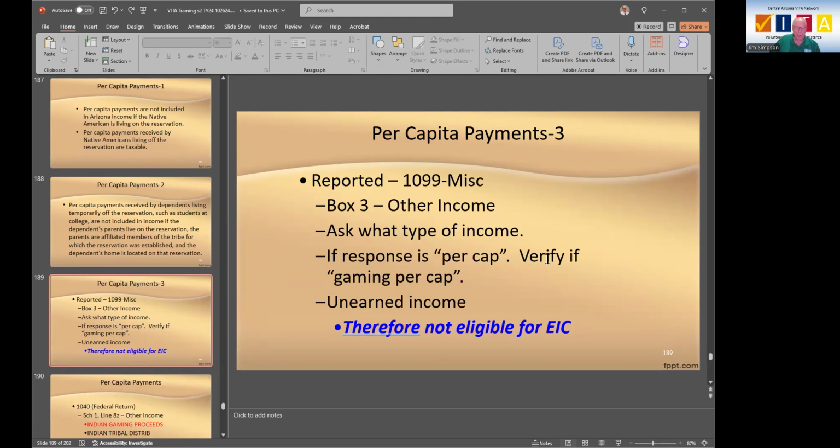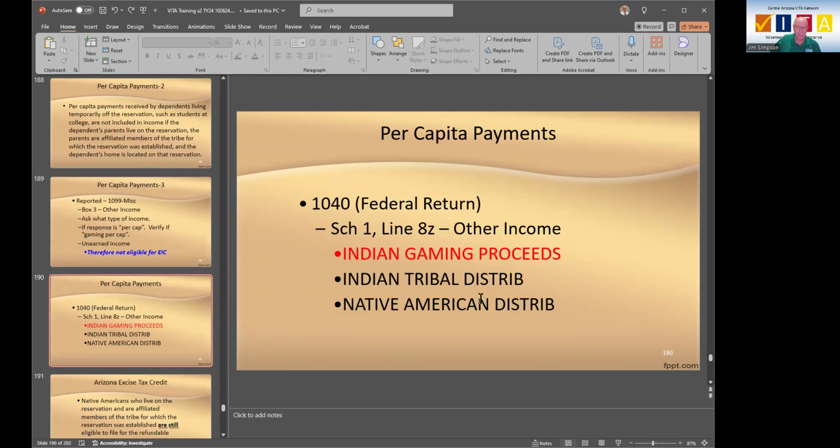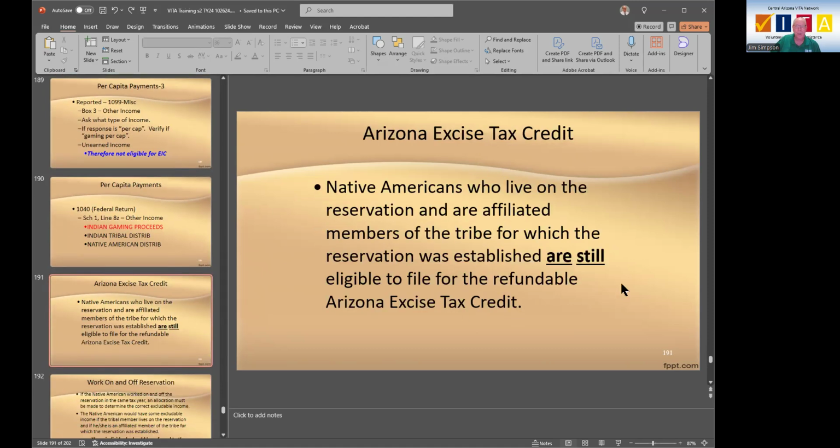I already described how that will get reported on the 1099 miscellaneous under other income. And when we put it in TaxSlayer, we just put in a definition or a description that it's per cap. And by the way, this is unearned income, so it's not eligible for the earned income credit. We can describe it as any one of these things when we put it on there, okay?